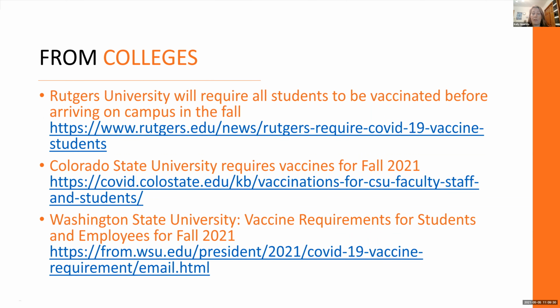We're also seeing this from the colleges themselves. Rutgers University is one of the first campuses to require all students to be vaccinated before arriving on campus in the fall. Colorado State University requires vaccinations for fall 2021. Washington State University is also requiring vaccines for students and employees for fall 2021. The president of Washington State University saw it as their duty to make sure that these vaccines are required for the campus populace.